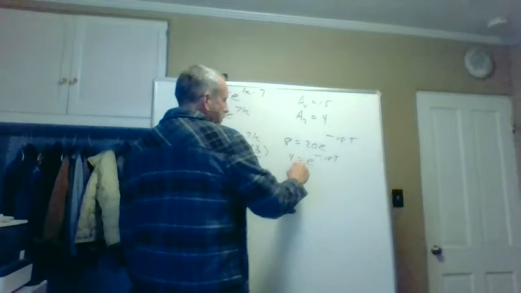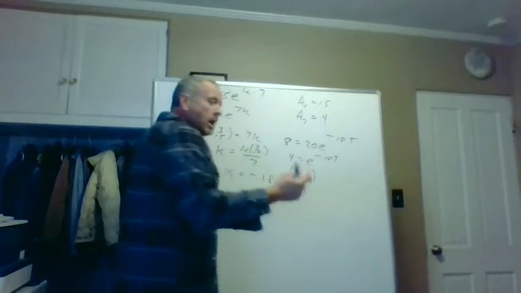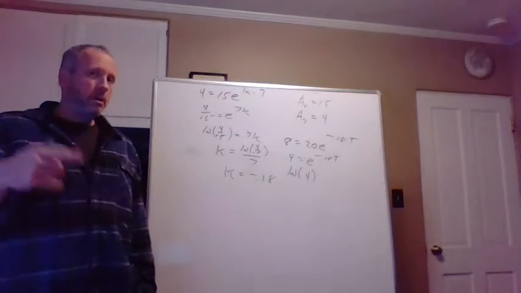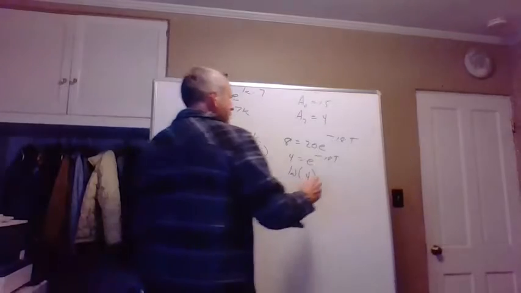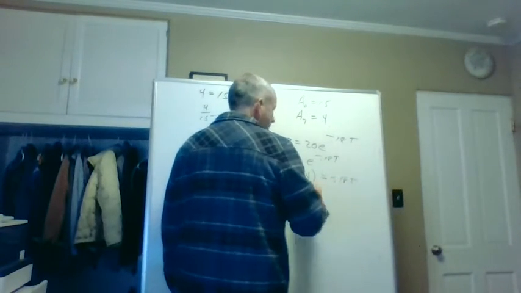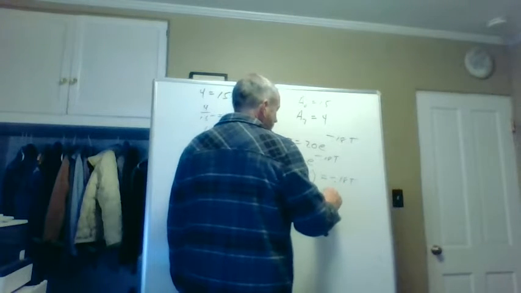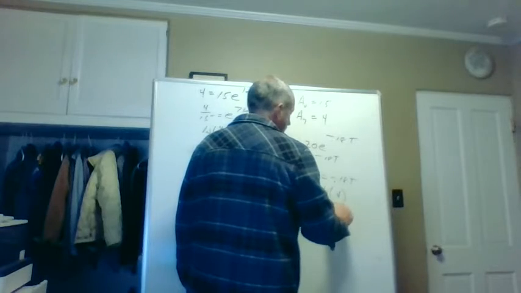Take the natural logarithm on both sides. It's the same thing we just did. Mathematically, it's the same thing. We're solving for time rather than solving for K, so it's not the same physical quantity, but the mathematics is the same. So here we get negative 0.18 t, and divide both sides by negative 0.18. So the natural logarithm of 0.4 divided by negative 0.18.